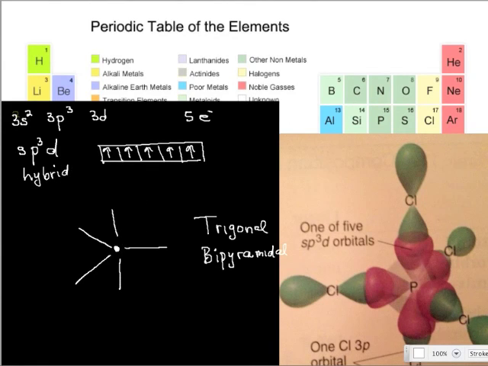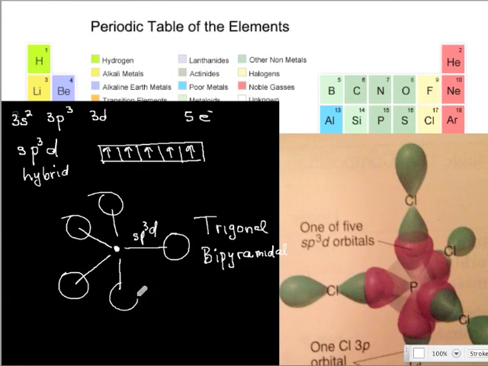And if the central atom is phosphorus, it can form 5 sp3d bonds. And you could have another overlap here. It could be hydrogen or chlorine or fluorine. In case of hydrogen, you'd want to say it's sp3ds overlap. In case of chlorine, it could be sp3d p overlap, as shown here.